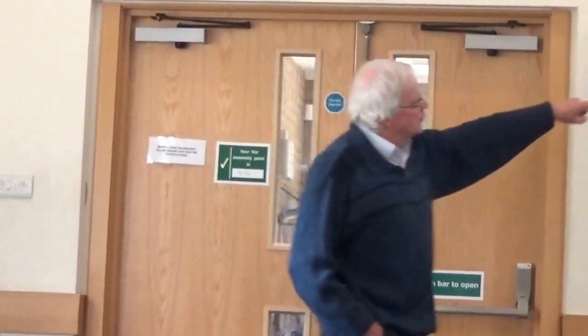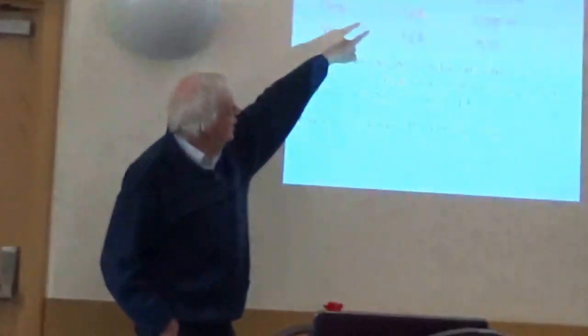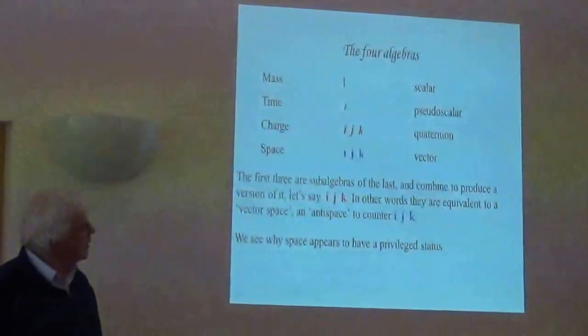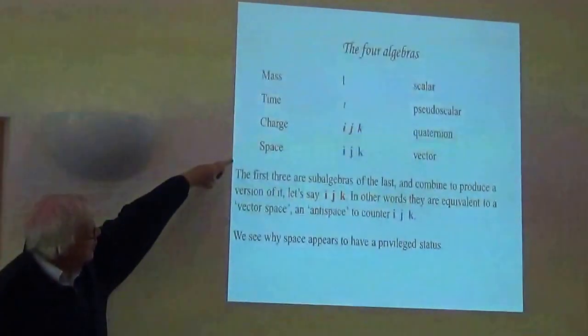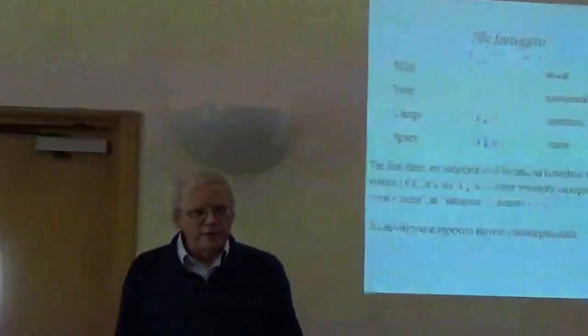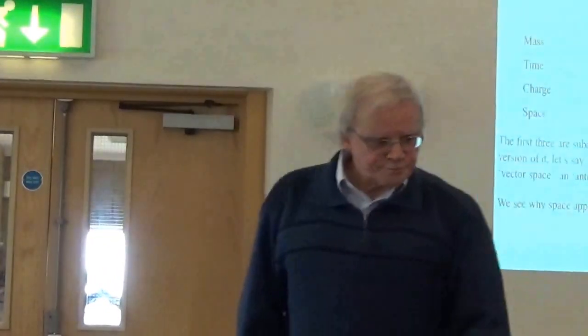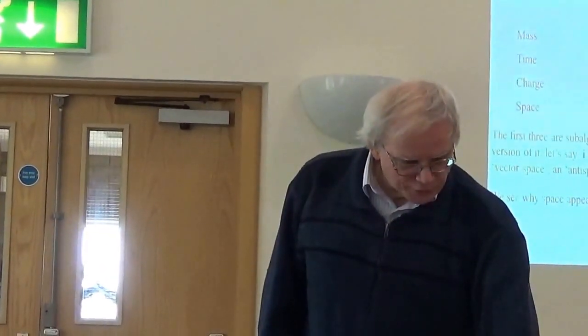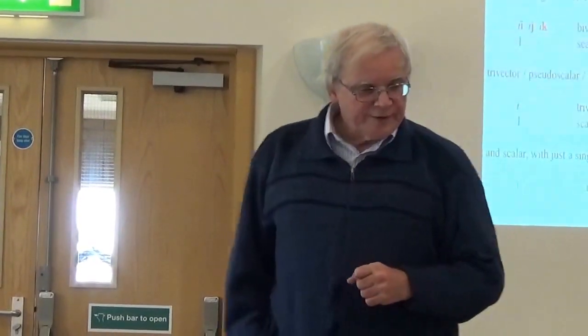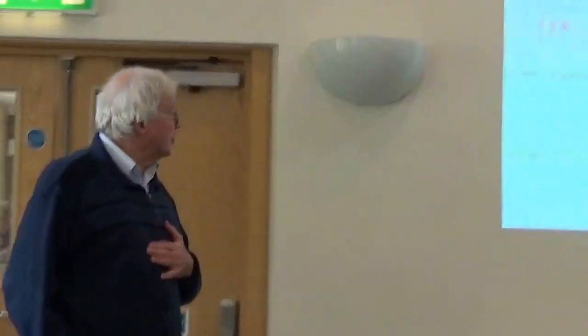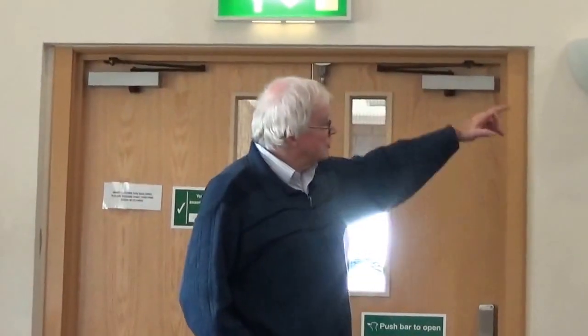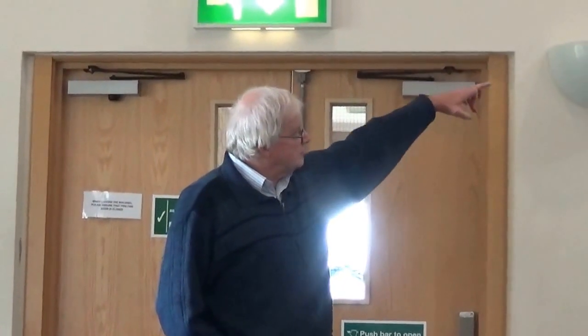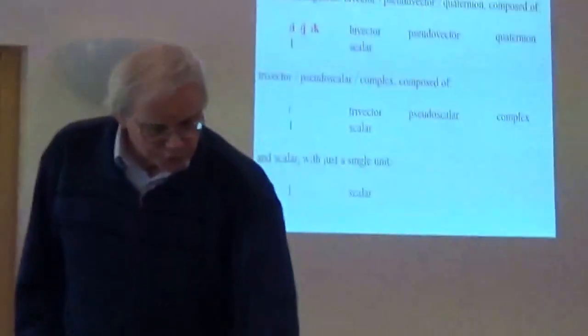So if we multiply this charge quaternions by I, we will get these. So we can see that those three put together and that one are kind of equal amount of information. Space appears to have a privileged status because it's more complicated and complex than the others. Now I'm just going to do the Clifford algebra of three-dimensional space. So this is its three subalgebras, bivector, trivector and scalar, and those are the components of those algebras.